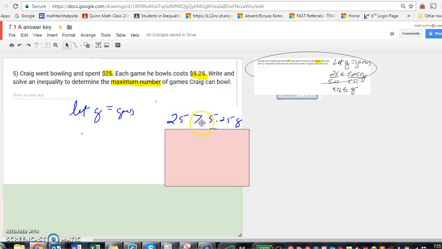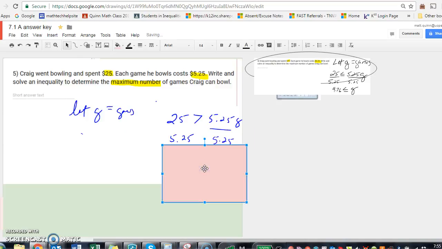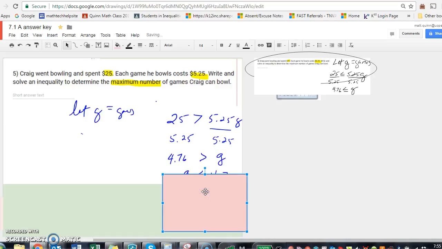So 25 is greater than $5.25 times g. G equals the number of games. That was my variable. The first thing I did is divide both sides by 5.25, and I get this ridiculous number down here.